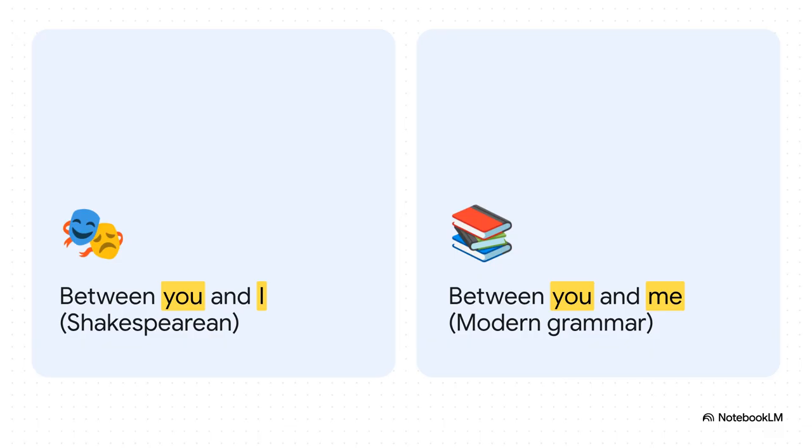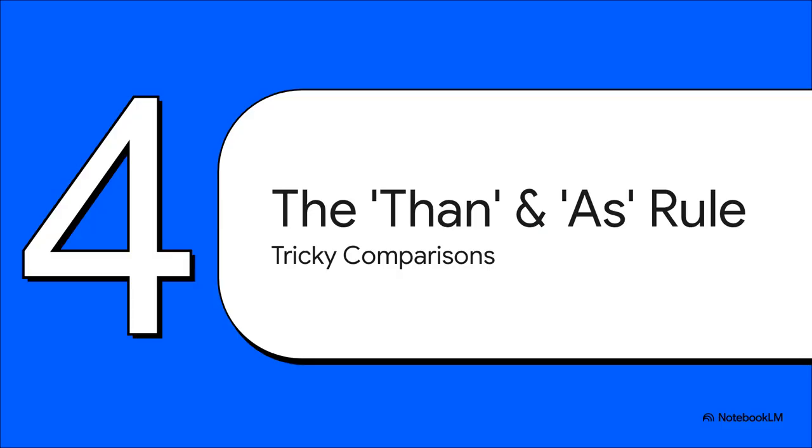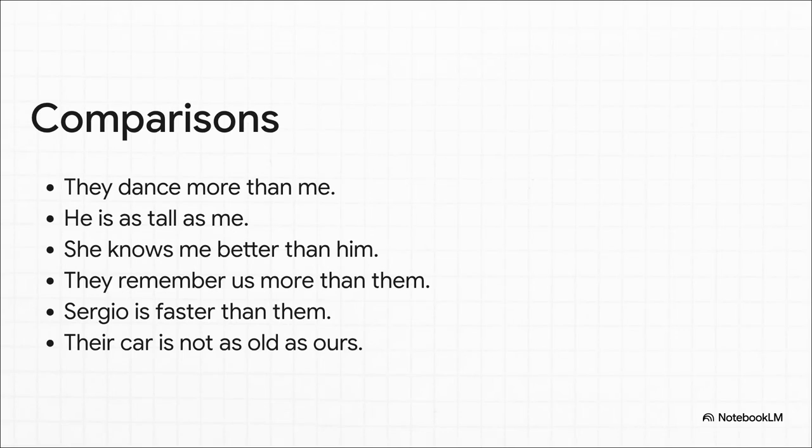So for any formal writing today, the correct phrasing is always, for sure, between you and me. Okay, let's look at part 4, the than and as rule. So this is where everyday, casual speech kind of collides with formal writing. Let's read through these. They dance more than me.